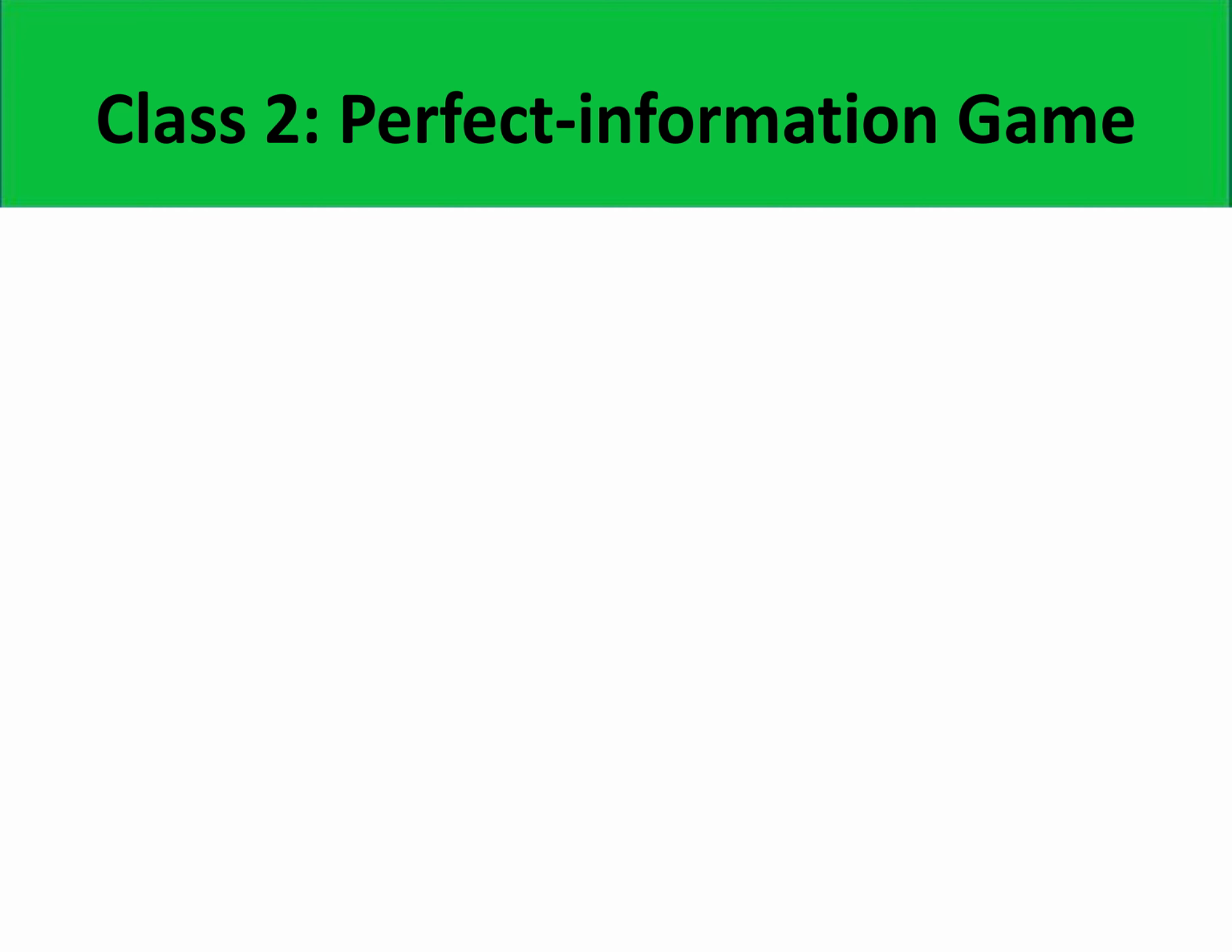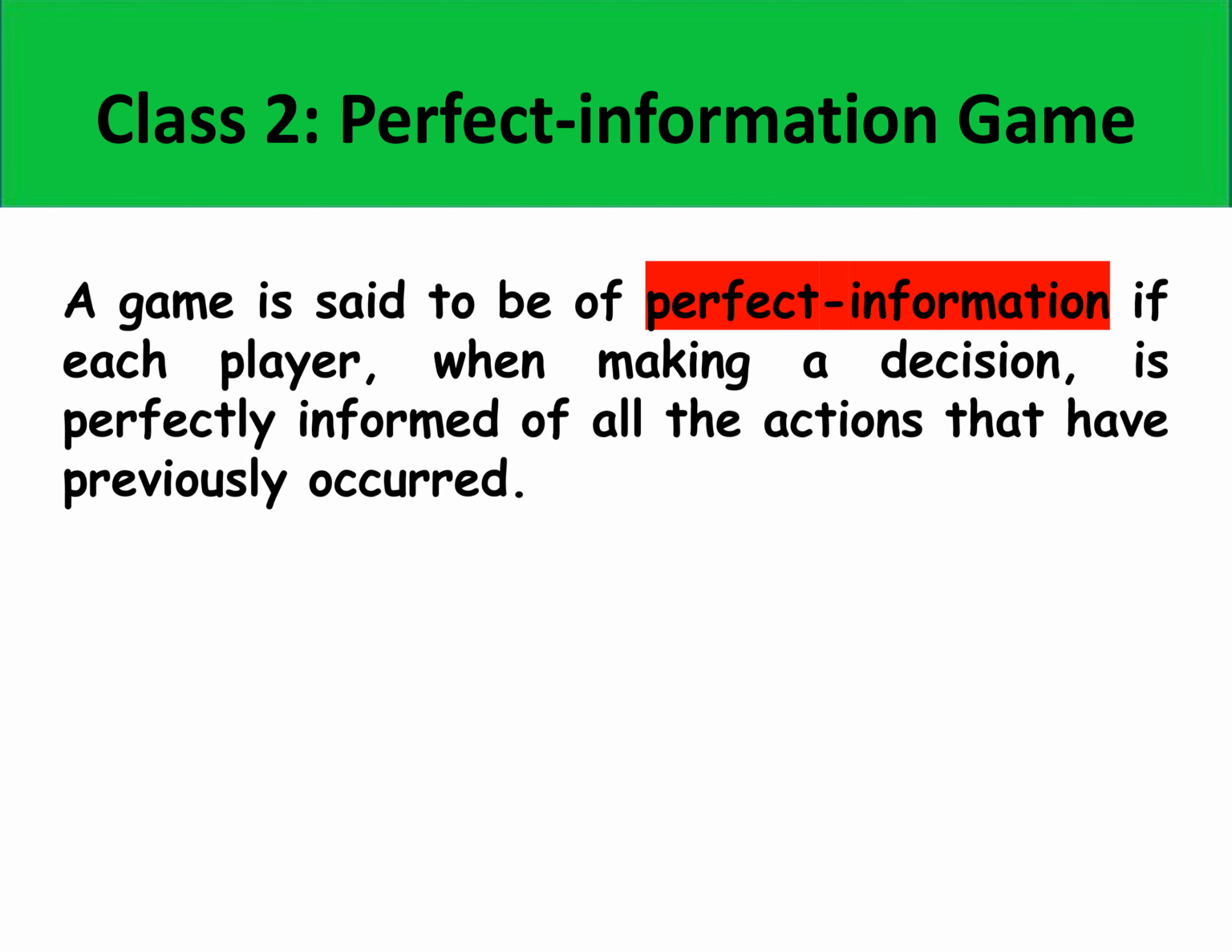Now let us move to the second classification of games, perfect information versus imperfect information. Now a game is said to be of perfect information if each player, when making a decision, is perfectly informed of all the actions that have previously occurred.